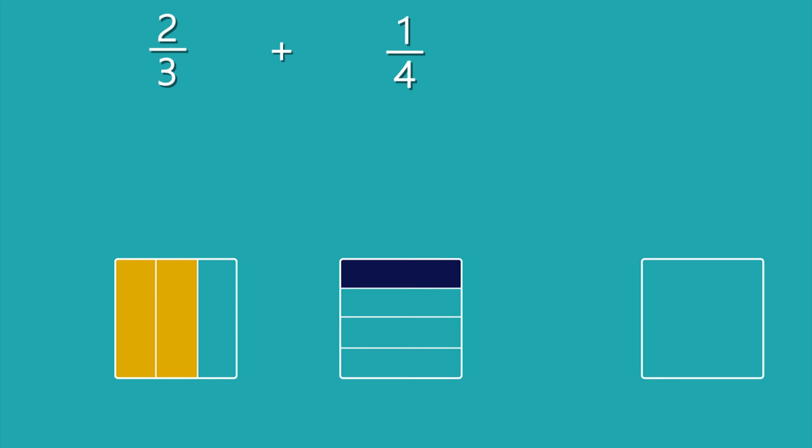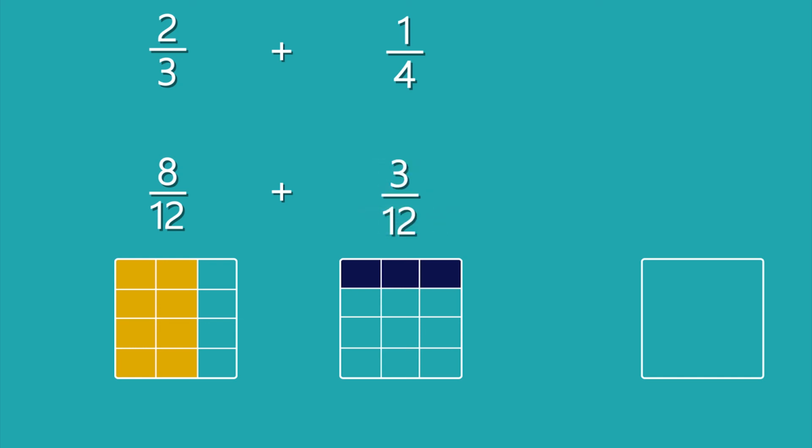To do that, for the first one, the yellow one, I've put in some extra lines, and now we can see there are 12 little rectangles in this shape, and 8 of them are shaded in. That's because 2/3 is equivalent to 8/12. Okay, for the second one, if I want to split that into 12s, I also need to put in some extra lines. With these extra lines, this shape is now also split into 12s. And notice that when I put in those extra lines, the 1/4 became 3/12. That's because 1/4 is equivalent to 3/12.